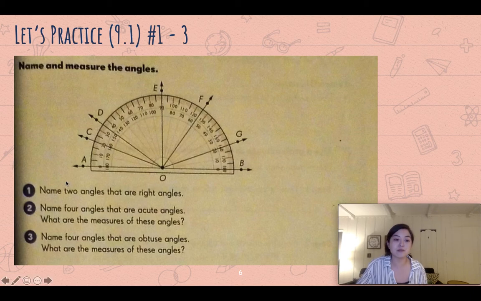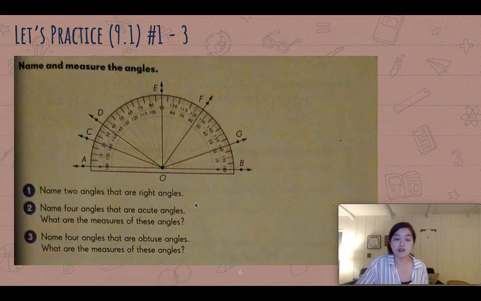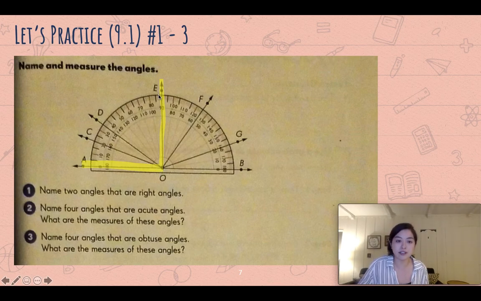Okay, look at question number 1. It says name two angles that are right angles. Right angles are 90-degree angles. So in here, one right angle I immediately see is right here. And when I use the outer scale, I see it's from 0 all the way to 90. So the name of this angle can be written as angle AOE, or it can be written as EOA. Notice my letters are capitalized because the points on my line are capitalized.